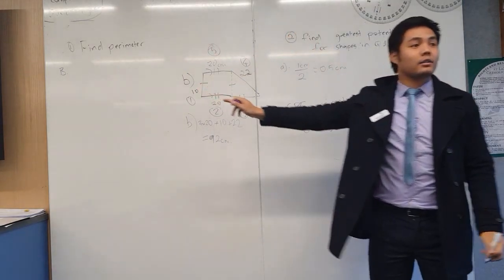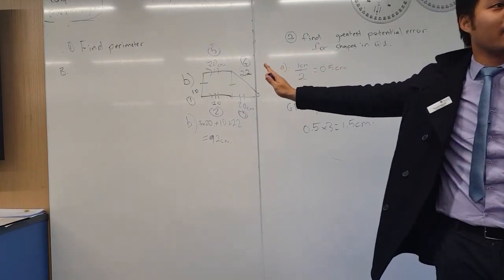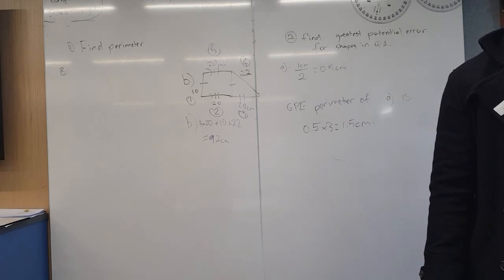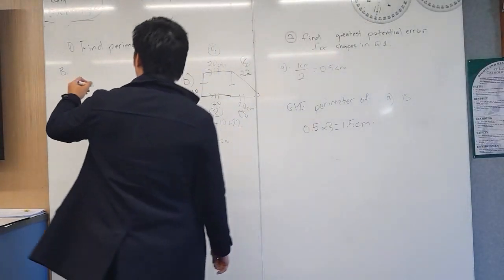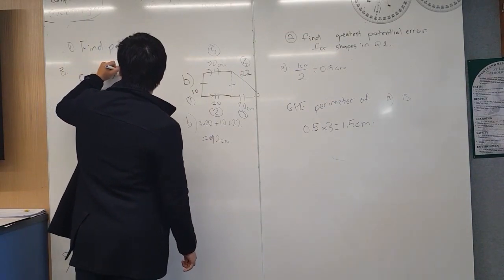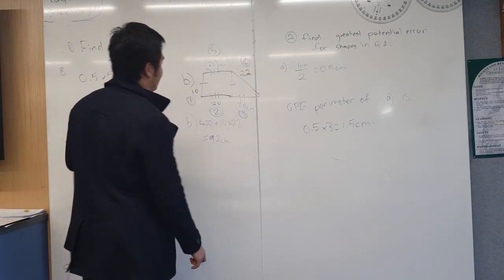So John, the black was given, and then the purple I just added in to fill it out. So there's five measurements, right? Also, the dotted line doesn't count. It will be 0.5 times 5 equals 2.5 centimeters for the greatest potential error.